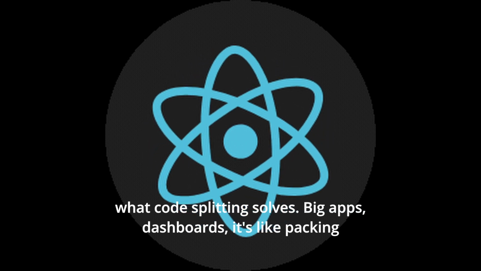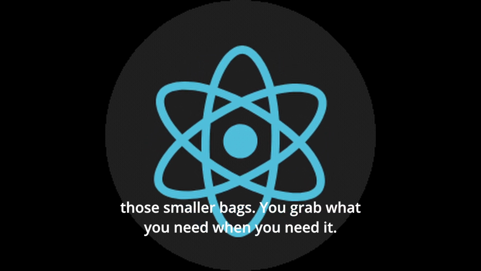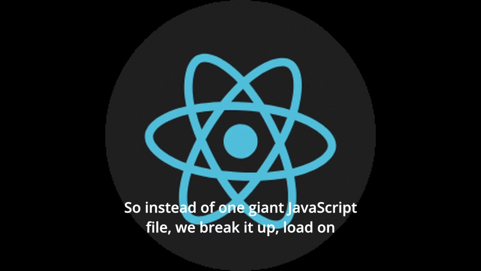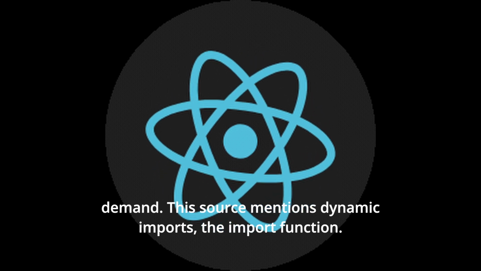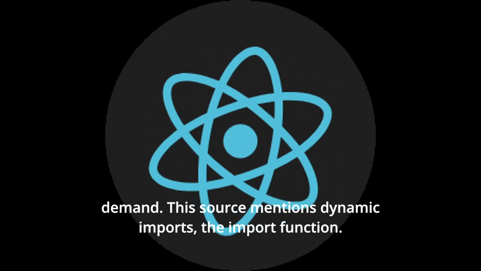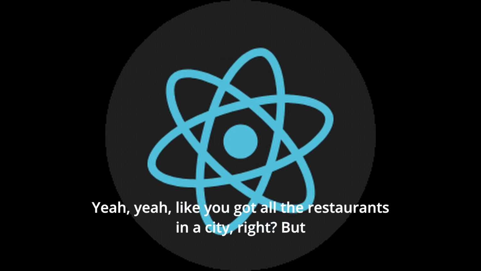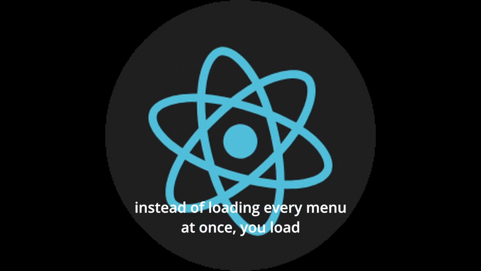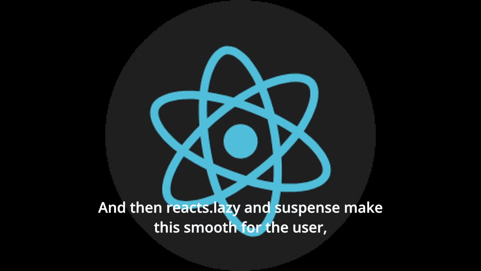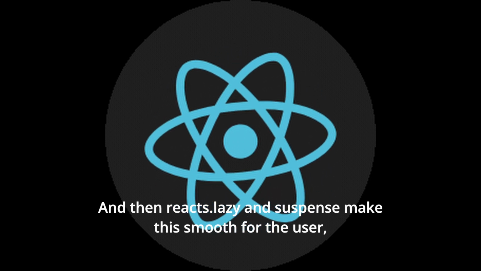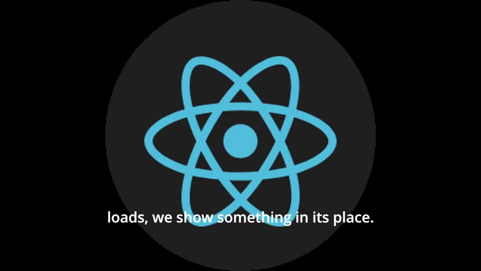And that's what code splitting solves. Big apps, dashboards. It's like packing smaller bags. You grab what you need when you need it. So instead of one giant JavaScript file, we break it up and load on demand. This source mentions dynamic imports, the import function. Like you've got all the restaurants in a city, but instead of loading every menu at once, you load them when someone actually wants to see the menu. And then React.lazy and Suspense make this smooth for the user, right? While the heavy stuff loads, we show something in its place.